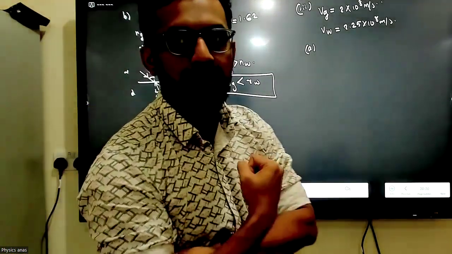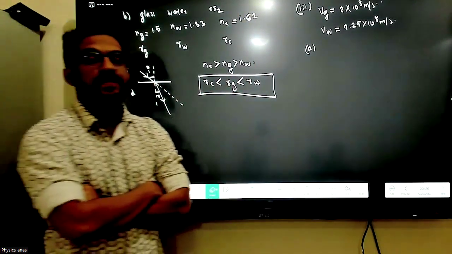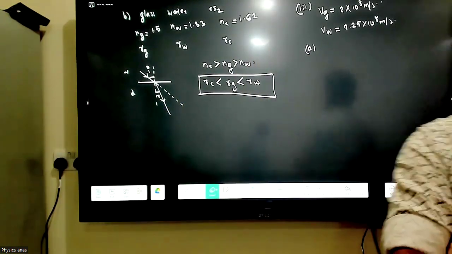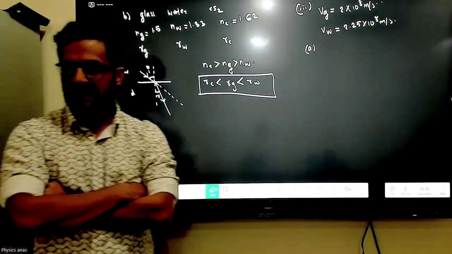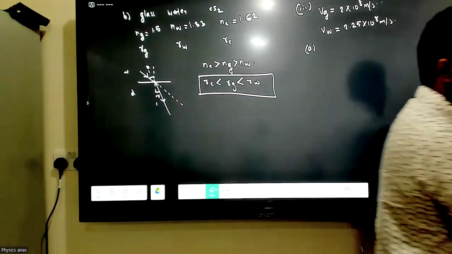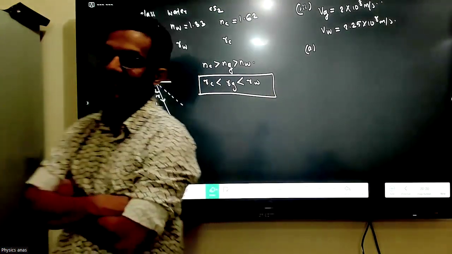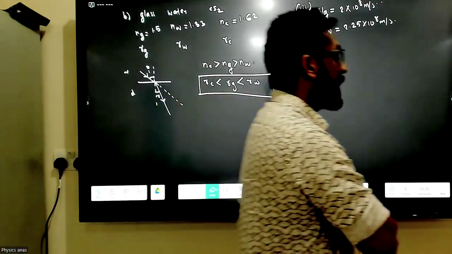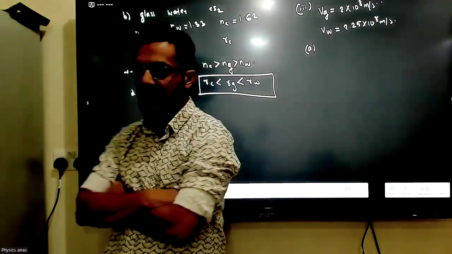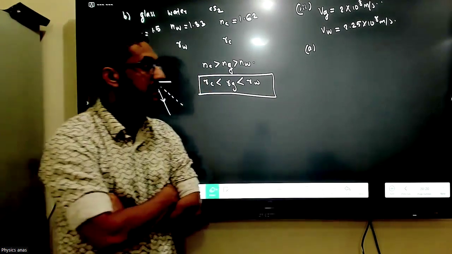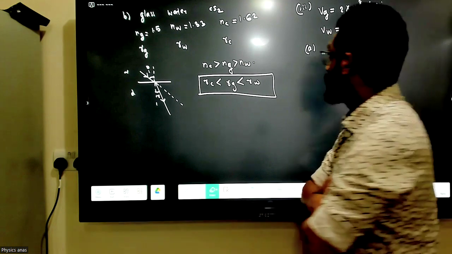VG and VW. Got it? Glass is optically denser because the speed of light through glass is lesser. Did you understand that? Speed of light through glass is lesser.